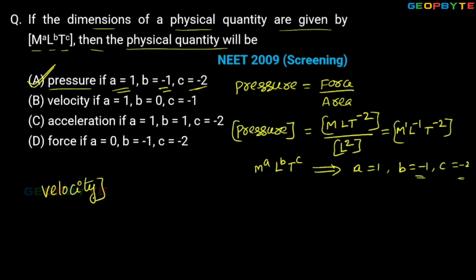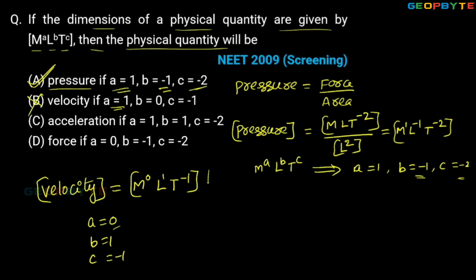Velocity dimensional formula is M power 0, L, T power minus 1. Here A equal to 0, B equal to 1, and C equal to minus 1. So A equal to 1 is not correct. Similarly, look at another quantity, acceleration.